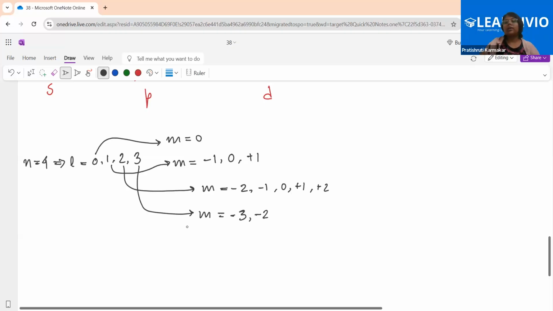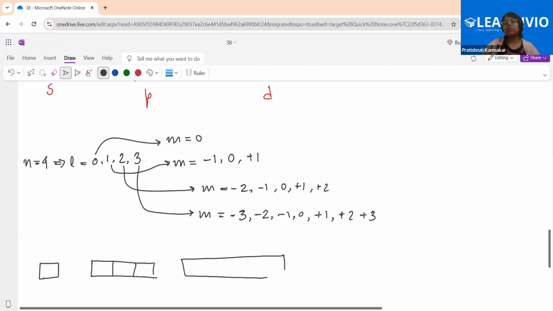And for L equal to 3, there will be 7 values: -3, -2, -1, 0, +1, +2, +3. So for L equal to 0, we have only one value of m, that is 0, so it will have only one box. For L equal to 1, the m values are 3, so it will have 3 boxes. For L equal to 2, the m values are 5, so it will have 5 boxes.